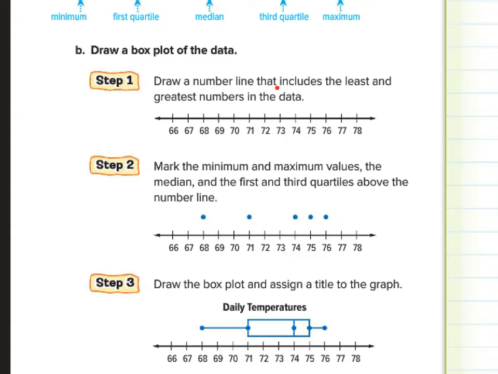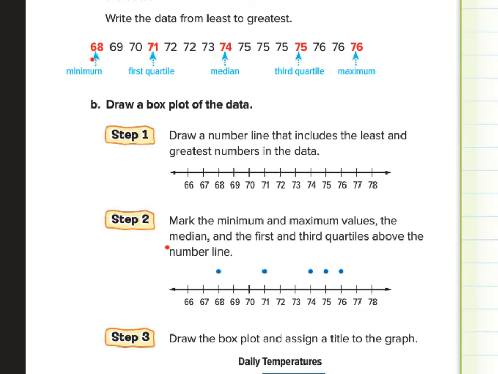We draw a number line that includes the least and the greatest numbers in the data in order. In step 2, we mark the minimum and maximum values, the median, and the first and third quartiles above the number line. As you can see here, our lowest number is 68, while our highest number is 76. And we do have 76 repeated 3 times, 75 repeated 4 times, 74 being our median.